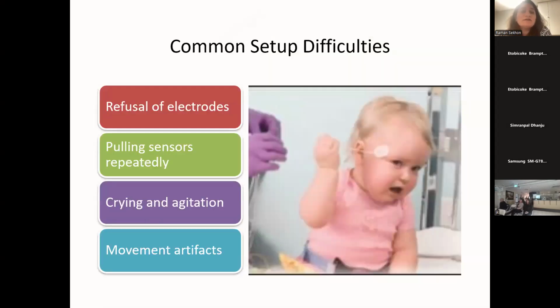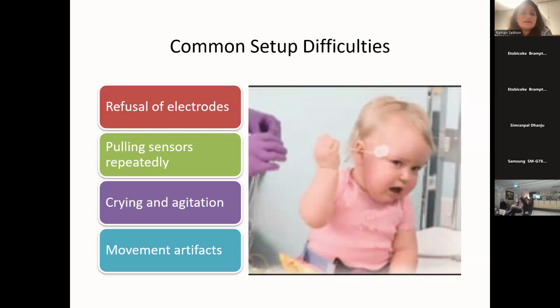What are the common setup difficulties that a technologist faces during the night? First is the refusal of electrodes. When the child enters the clinic, from that point of time you can make out whether the child will cooperate in putting on the electrodes or not. Based on that, you can make your evaluation of what steps to take while doing the setup. Especially children with neurodevelopmental disorders may require some extra interventions.